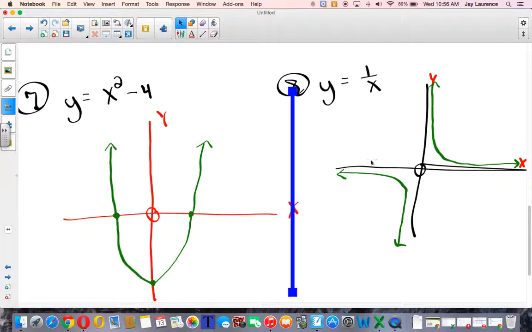The range would be similar, all real numbers such that y does not equal 0 because it's impossible for this fraction to equal 0. To get 0 in a fraction, you must have a numerator of 0. Like 0 over 9 is 0, right? Well, this numerator is 1. There is no value you could put in for x that would cause the numerator to turn to 0.